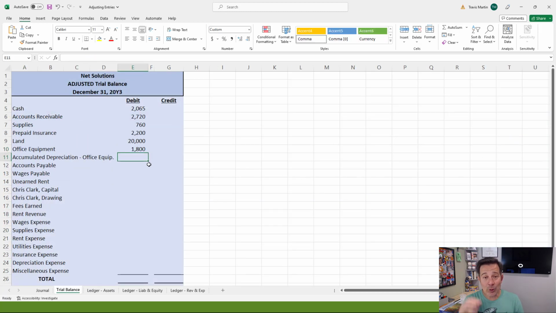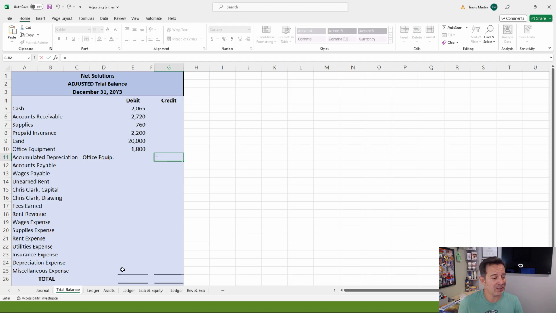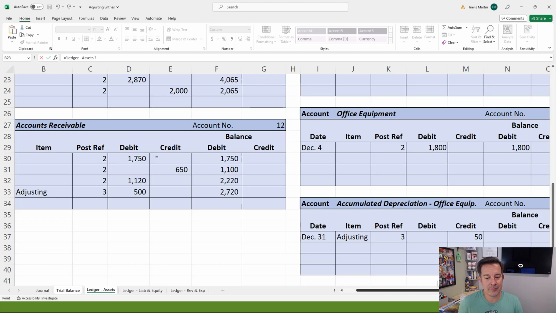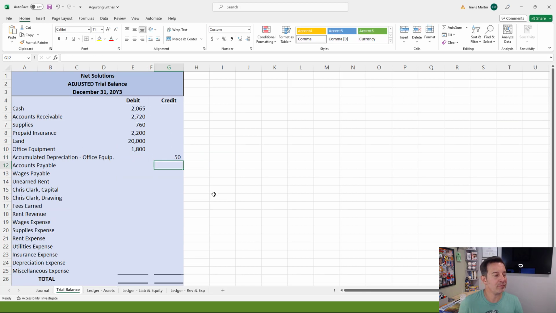Now, if you're going to booger up the adjusted trial balance, or any trial balance really, it's probably going to happen right here. It's going to happen on the accumulated depreciation, because remember, that's a contra. You may be tempted to put your number in on the debit side, but it's a contra, has a credit normal balance. So we need to put that on the credit side, as we see right here, credit at 50.